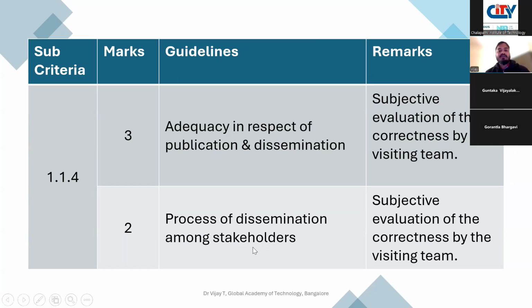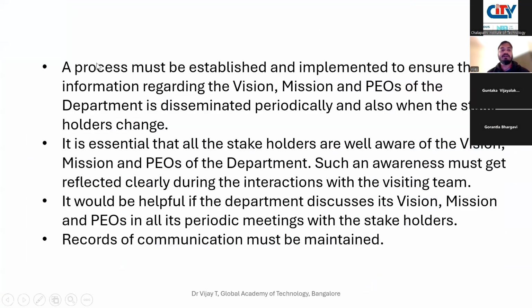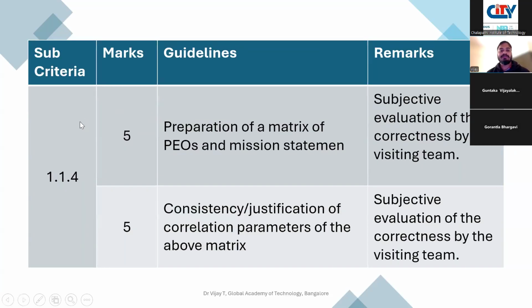And also among the stakeholders. So publication and dissemination is going to happen with respect to 5 marks, and you have to be very careful on how you are going to disseminate and have a process set to do this. So these are general statements.